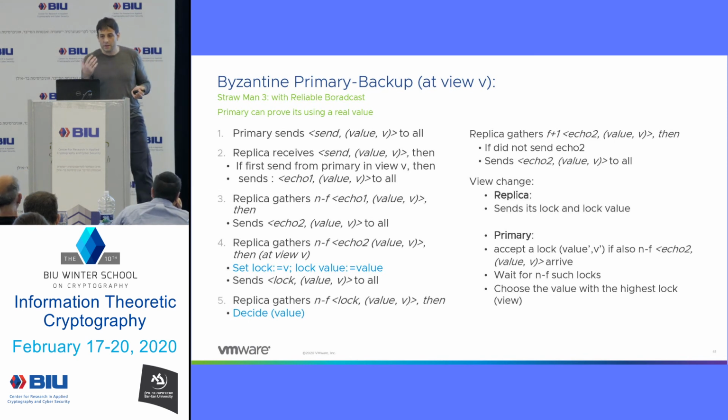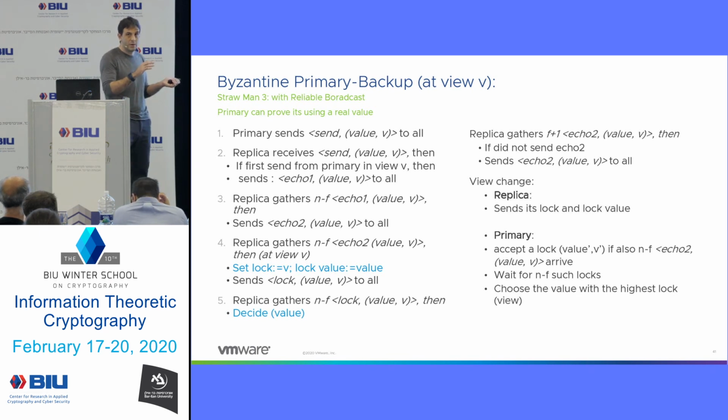So this is kind of the main protocol. This is the auxiliary thing that we're doing to add echo 2s. And this is the view change. And here's how the view change is different. So the replica still sends the highest lock and value it knows about. So it sends the maximal value.